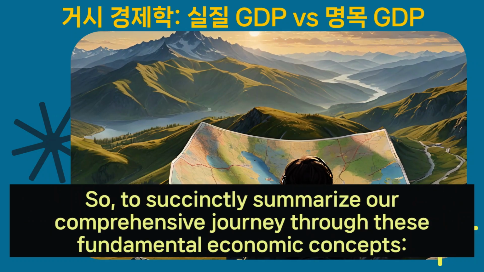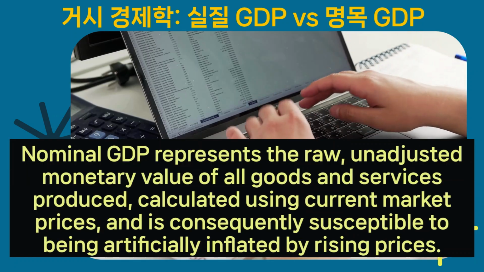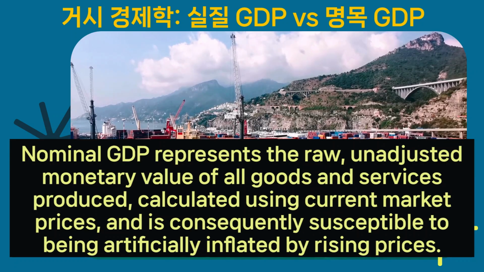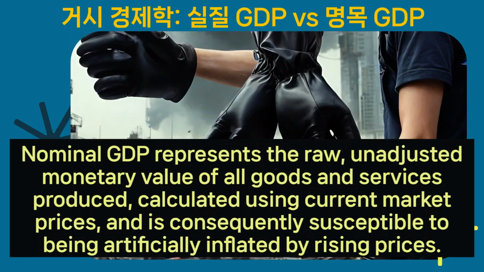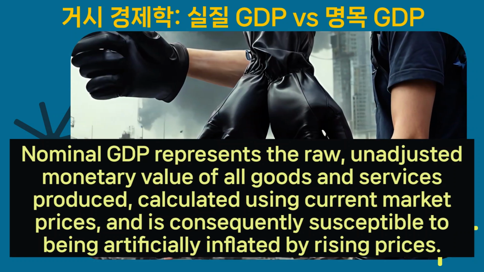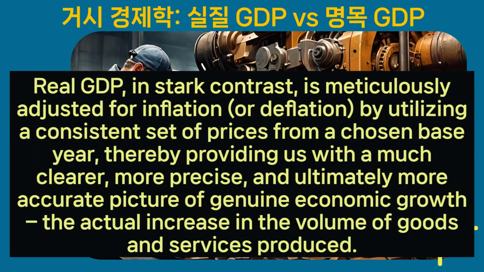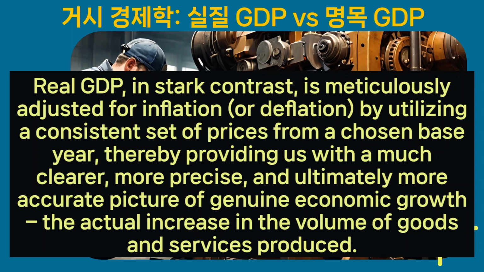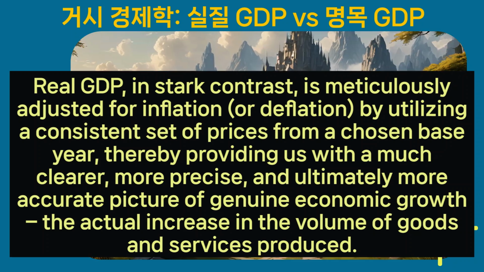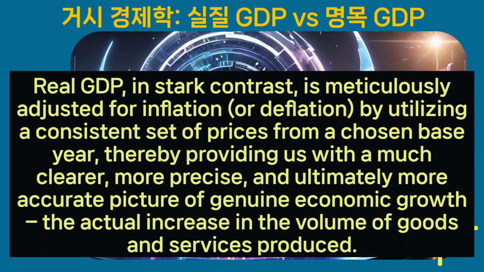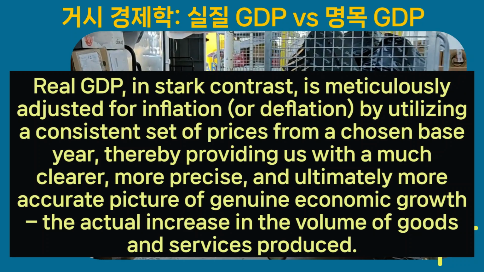So, to succinctly summarize our comprehensive journey through these fundamental economic concepts, nominal GDP represents the raw, unadjusted monetary value of all goods and services produced, calculated using current market prices, and is consequently susceptible to being artificially inflated by rising prices. Real GDP, in stark contrast, is meticulously adjusted for inflation or deflation. By utilizing a consistent set of prices from a chosen base year, it provides us with a much clearer, more precise, and ultimately more accurate picture of genuine economic growth, the actual increase in the volume of goods and services produced.